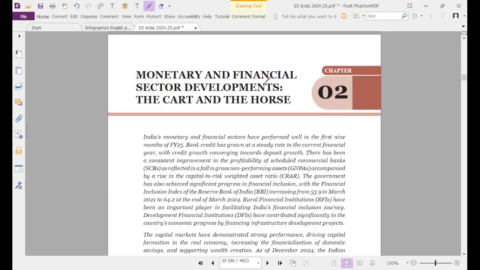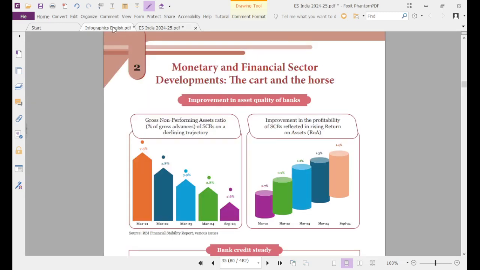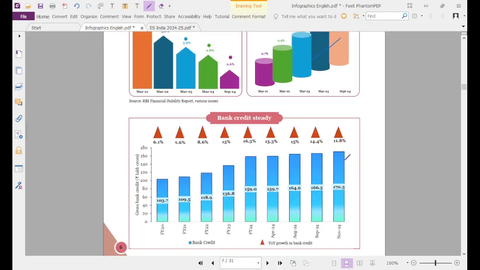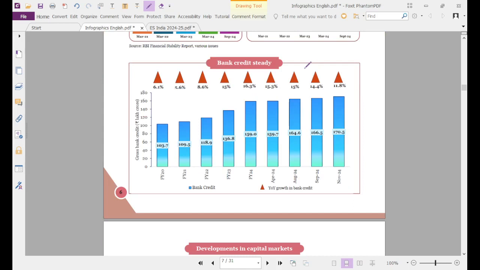Now we will talk about the second chapter quickly. In the second chapter, what we are talking about is the monetary and financial sector. This is called the horse which runs the show. Yeah. So we have seen that the Financial Stability Report states that there is some declining trend being observed, yet there is improvement in profitability overall. Bank assets, as you know, the credit, and there are non-performing assets. The biggest issue we have is the SARFAESI Act and the Insolvency and Bankruptcy Code, right?